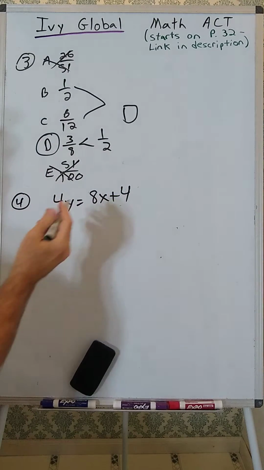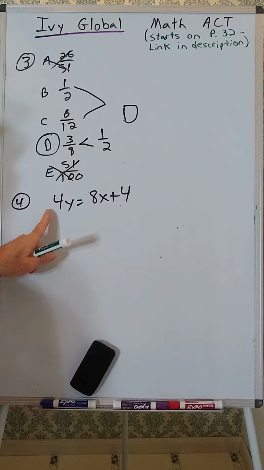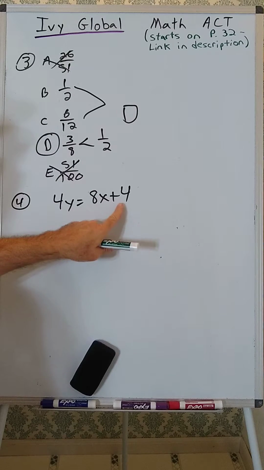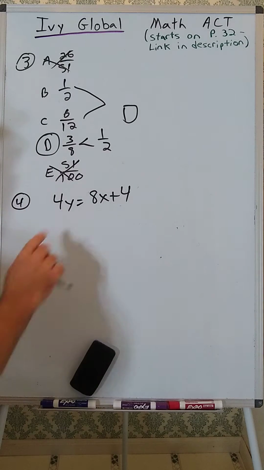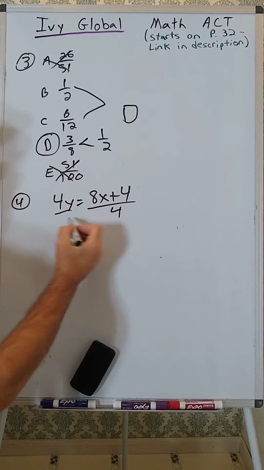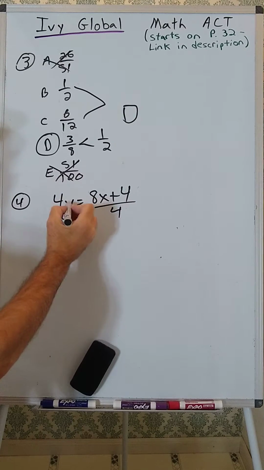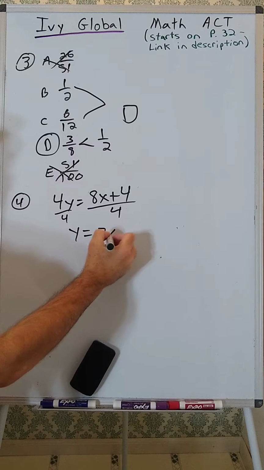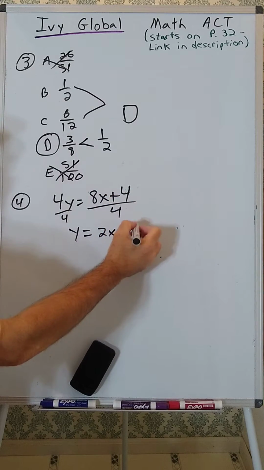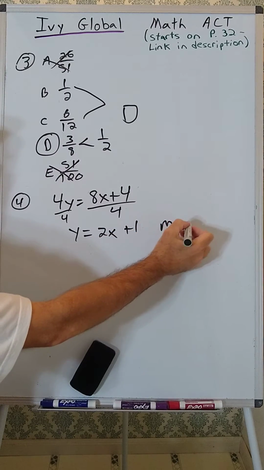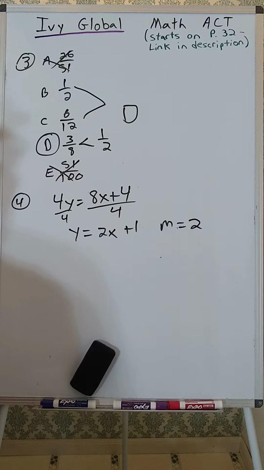And parallel, I want the line parallel to this, so it's going to have the same slope. And I'm going to write this in slope-intercept form. So to do that, I want y by itself. So I'm going to divide both sides by 4, and that's going to give me y equals 8x divided by 4 is 2x, and this is plus 1. So the coefficient of x is 2, so I know the slope, which is denoted by m normally, is 2.